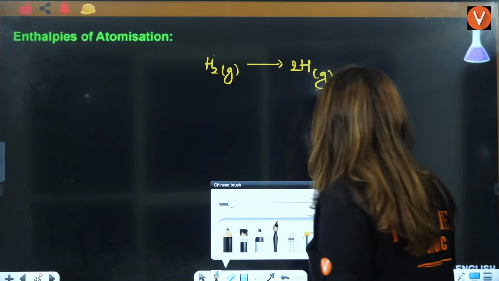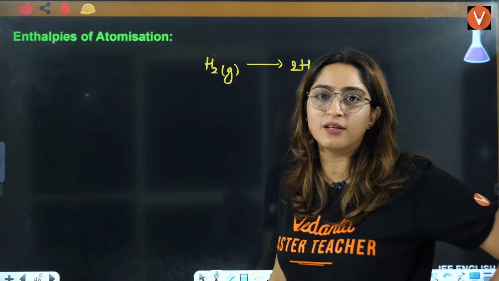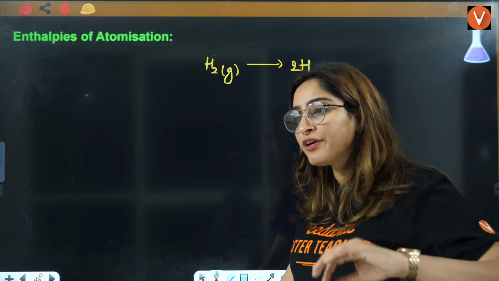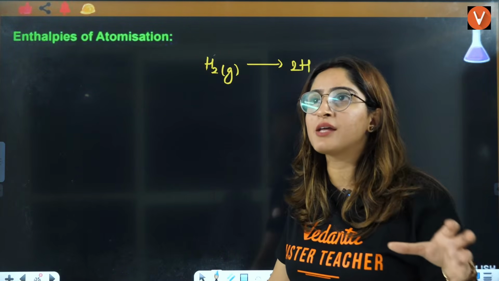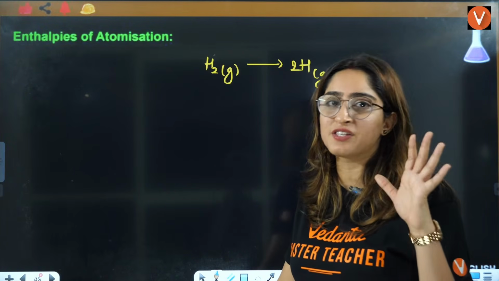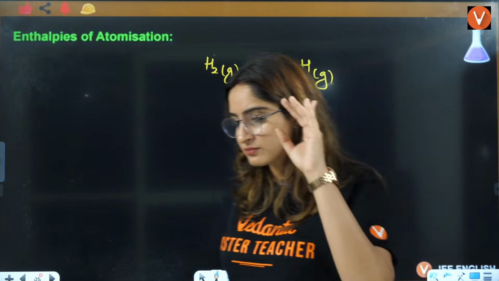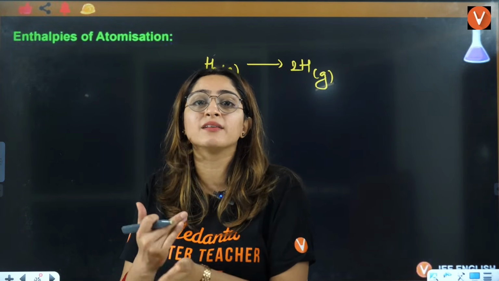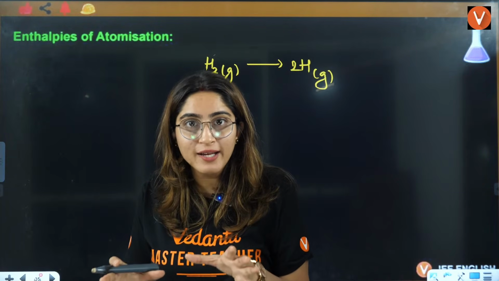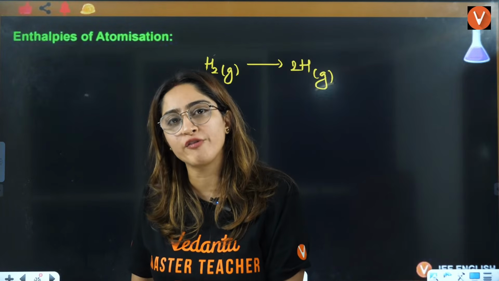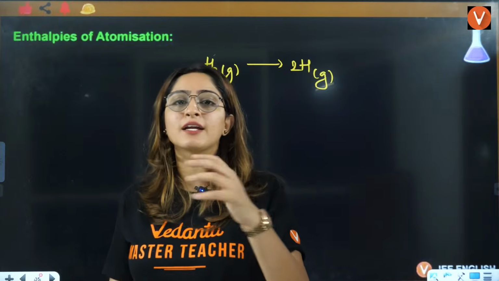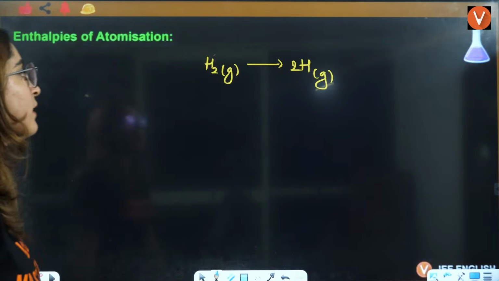Now tell me, the enthalpy that is required here is your enthalpy of atomization, or even the phase change. When you change something from solid to liquid, liquid to gas, that is also enthalpy of atomization. So basically, when you are breaking the bonds, you want to break the bonding and make atoms out of it. Not new atoms, but break it into atoms. That is called enthalpy of atomization.